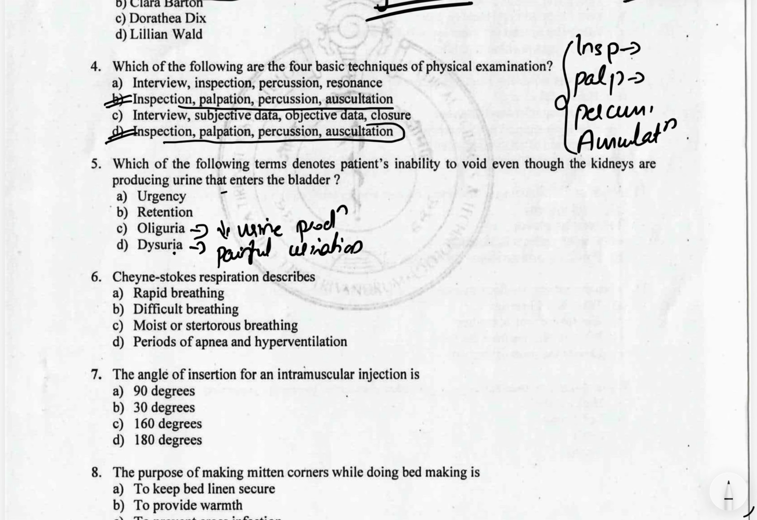Okay, so the question says the patient's kidney is functioning properly and producing urine, but he has difficulty voiding, like he is unable to void. When we see this question, the answer is retention, because the patient has no issues with the kidney, but the patient cannot urinate because of urinary retention. The urine is retaining inside the bladder. See, the urine enters the bladder and it is retained inside the bladder. This condition is called urinary retention.